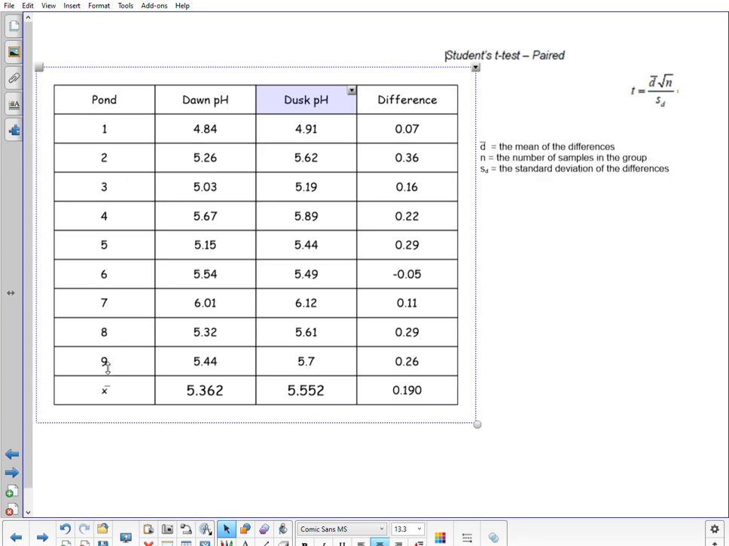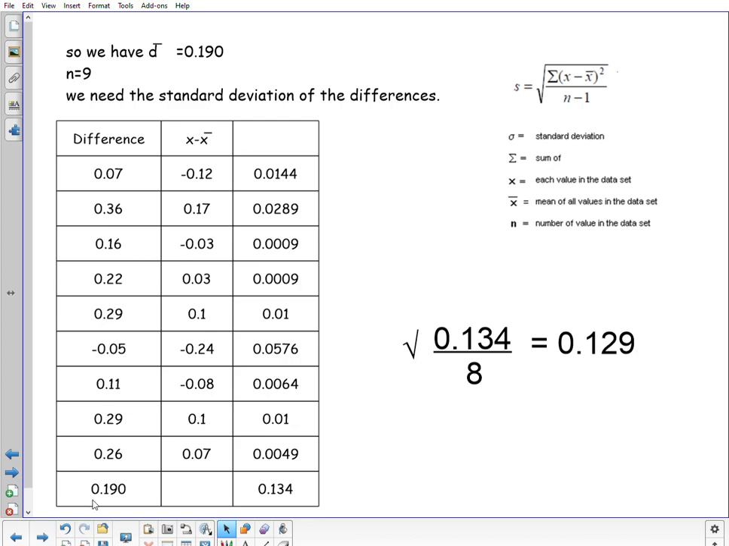We already have our value of n, the number of samples in the group. That's 9. Okay, so it's not individual samples, it's individuals that have contributed their samples. So we have 9. Now we need to work out the standard deviation of the differences. So remember that from the other lesson, that's the spread of this data. So these are our data sets. This is our mean of our data sets. So if we have a look at this table here, these are values of x, and this is our value of x bar, and x minus x bar for each set of data.